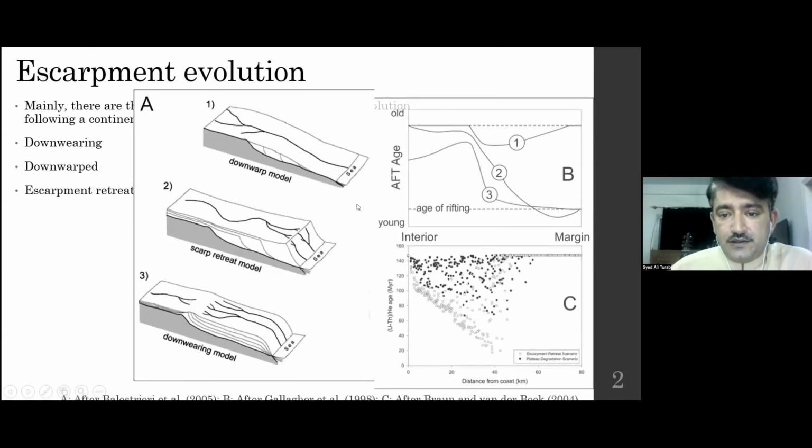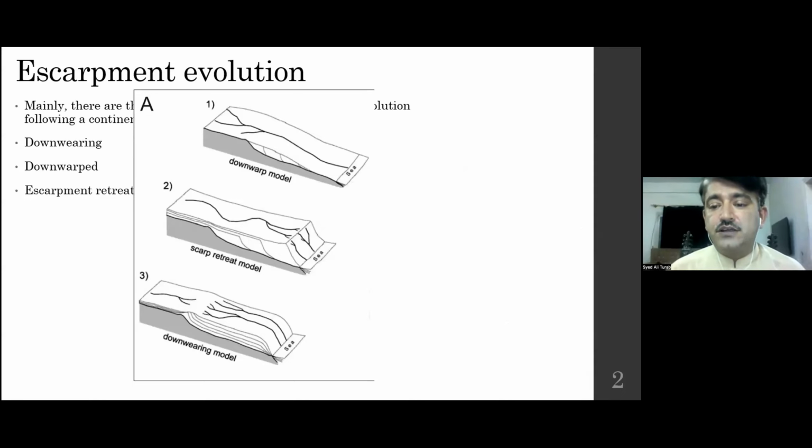Each of these models has different characteristics with respect to their erosional history. For example, denudation in the down-warping model is almost negligible or zero near the coast, and it increases to a maximum at the base of the present-day escarpment. Similarly, in the scarp retreat model, erosion is intense at the base of the escarpment throughout the history of its evolution. Whereas in the down-wearing model, the area seaward of the escarpment experiences almost the same denudation rates.